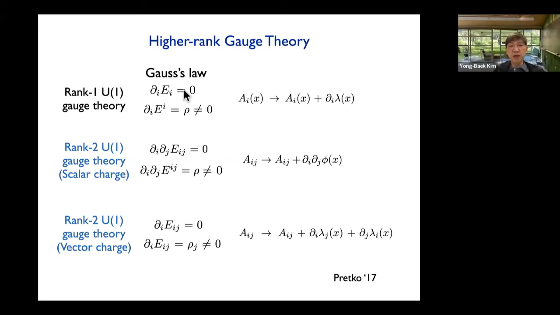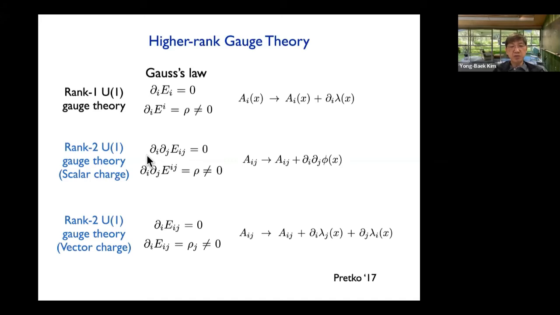Rank 2 theory is just simply a generalization of the familiar electromagnetism. So, now electric field, in the rank 1 theory, electric field is a vector. But imagine that now we define a tensorial electric field. So now electric field carries two indices, i and j. Then there are two different ways that we can define a Gauss law constraint. So either we use a double derivative to define a Gauss law, or we can just use one derivative, just like what we did for the vector gauge theory.